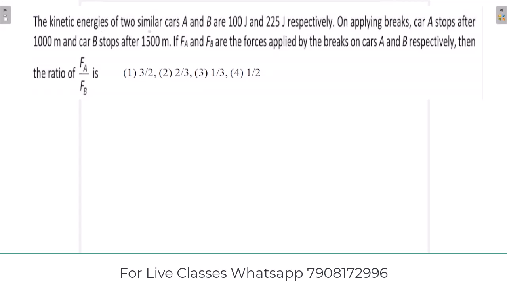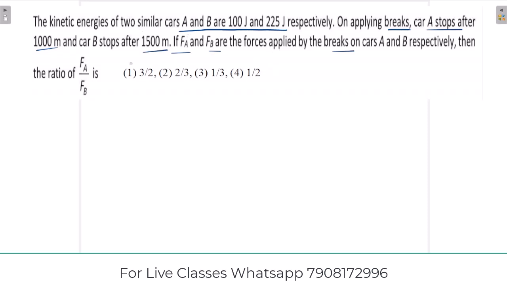The kinetic energies of two similar cars A and B are 100 joule and 225 joule respectively. On applying brakes, car A stops after 1000 meter and car B stops after 1500 meter. If FA and FB are the forces applied by brakes on cars A and B respectively, then the ratio of FA and FB is?